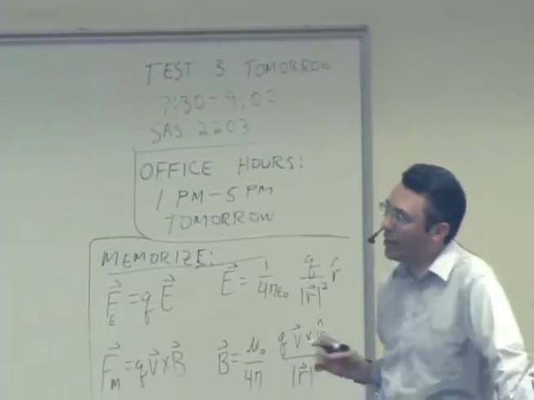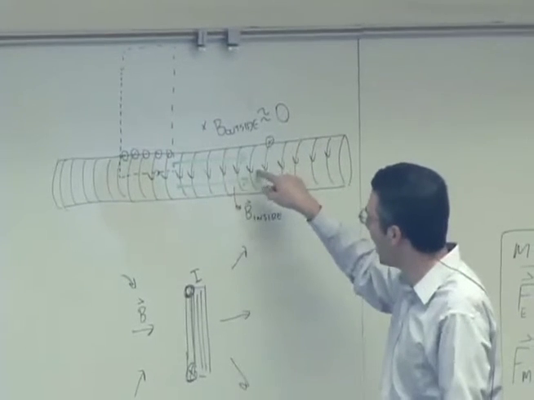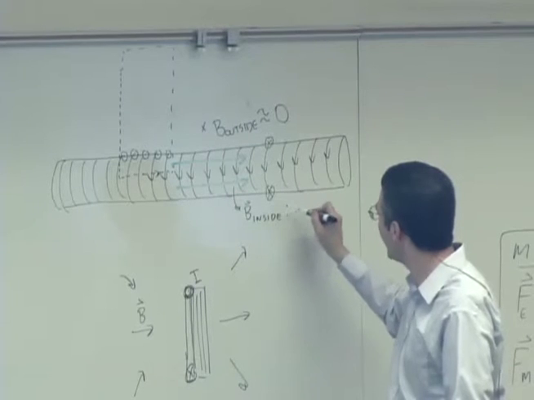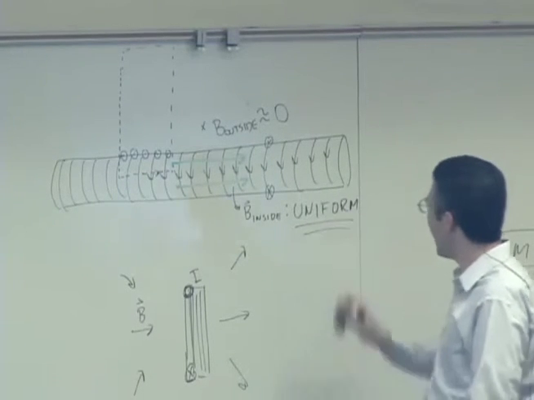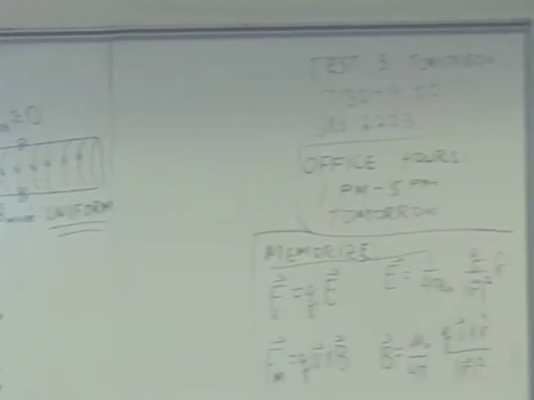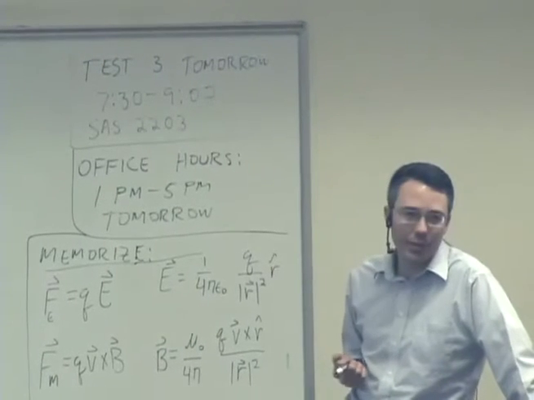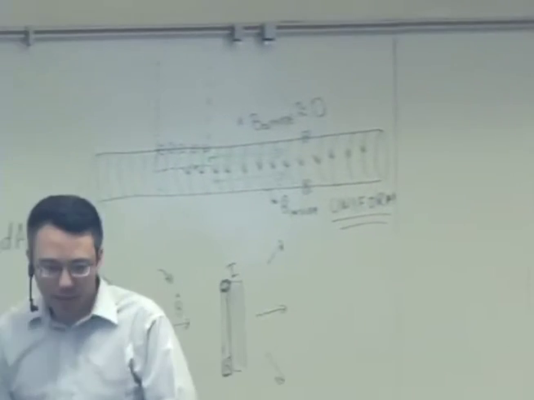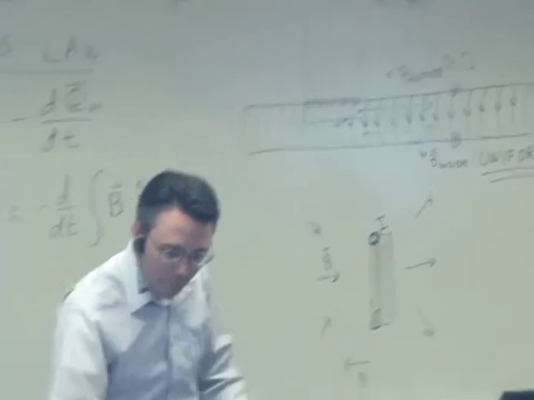But all we need to know for this particular example is that the magnetic field inside is non-zero and uniform. It's actually uniform inside as well. So a solenoid you can use as a way to produce a uniform magnetic field, just like a capacitor you can use as a way to produce a uniform electric field. Outside the solenoid is equal to zero. Just the factoid that we need. Given that, let's think about a question.